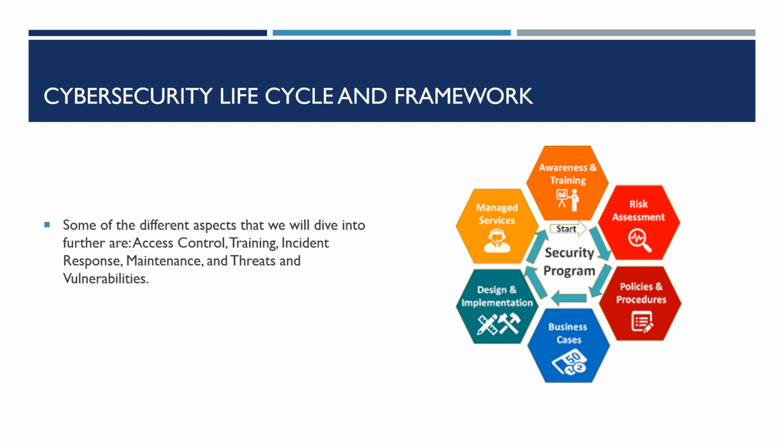So along with utilizing the NIST framework, we'll also be utilizing the cybersecurity lifecycle. Some of the major aspects that we will utilize with our organization are access control, training, incident response, maintenance, and threats and vulnerabilities. Access control is one of the primary methods we are going to use to protect the overall security of our organization. We'll be utilizing a top-down access to ensure that only those who need access to complete their job duties have access.